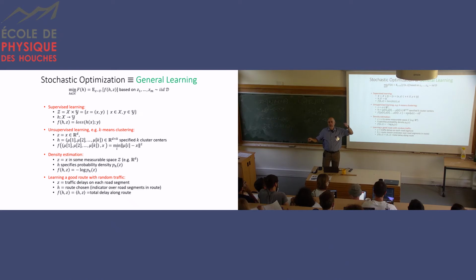the delays on each edge are random. You don't know what the expected delay on each edge is or how they're correlated. You want to find a route between some source and destination that minimizes the expected delay. So here H, what you're optimizing, is the route, and Z, the randomness, is the random traffic delays. So again, this is another type of stochastic optimization problem.